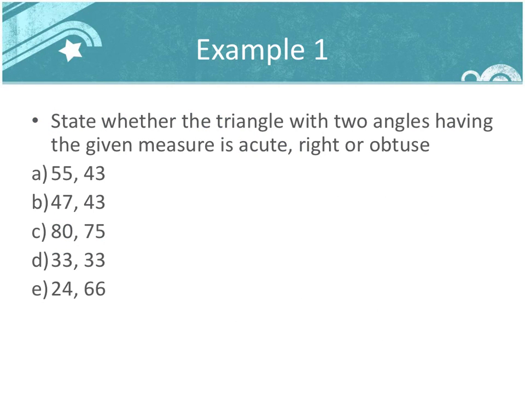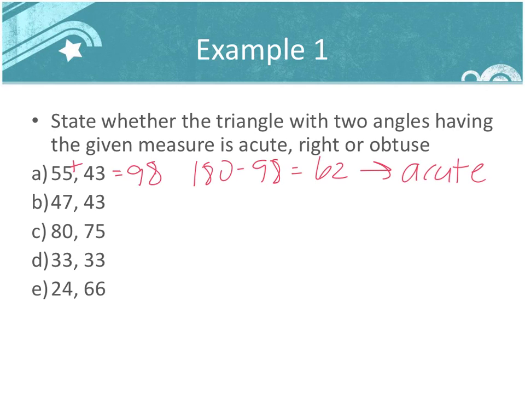All right, so just state whether the triangle with the two angles having the given measurements is acute, right, or obtuse. Look at A, 55 and 43. If I add those together, I get what? 98. Subtract that from 180 and I get 82, which tells you that this triangle is acute.